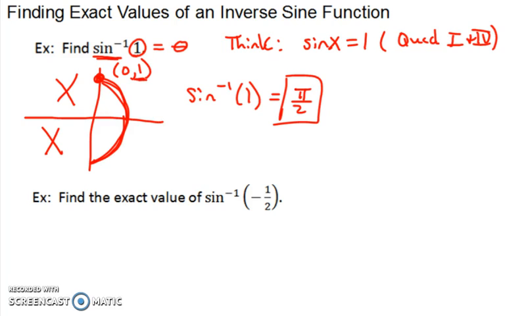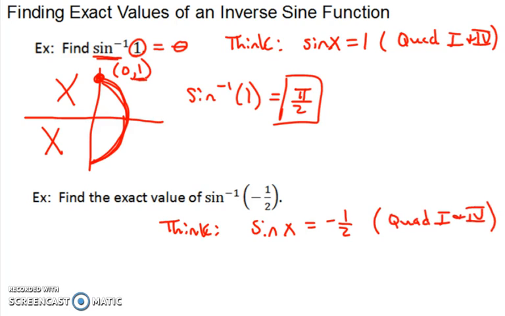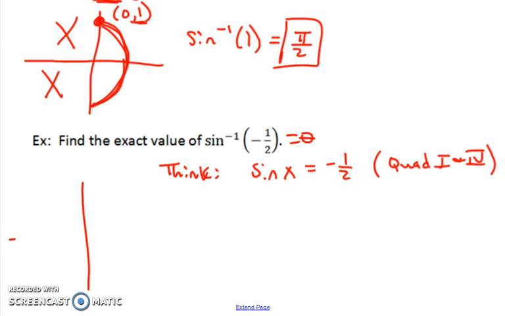Let's find the exact value of the arc sine of negative 1/2. Again, I'm thinking, the sine of what angle is going to give me a ratio of negative 1/2, but only in quadrants 1 and 4, so only between negative pi over 2 and positive pi over 2. This is coming up with an angle. So in drawing this, it's between here and here. Where is the sine going to be equal to a negative 1/2?